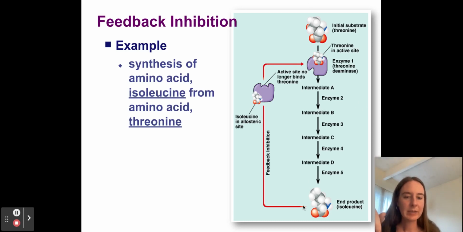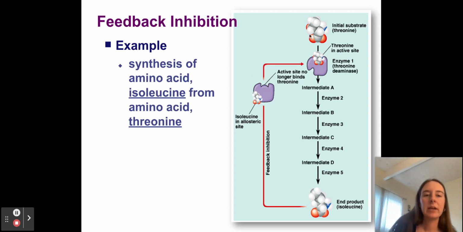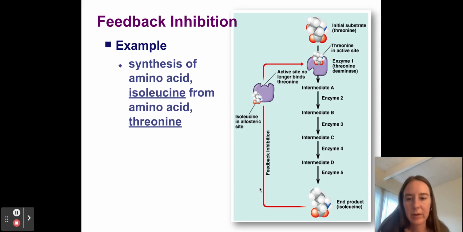Well, once this product is made, it's going to tell that first enzyme, hey, it's going to bind to the allosteric site here, and now the active site is turned off, right? Because think of the allosteric site as like a button. If you click it, it turns this off. It changes the shape of the active site. So now the threonine can't bind. We don't need to make any more isoleucine. We have enough of it.